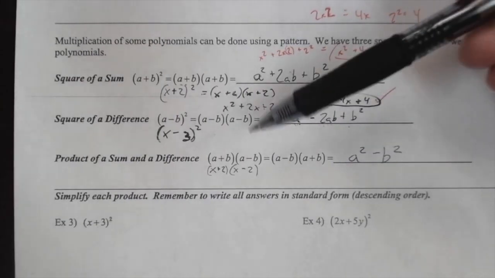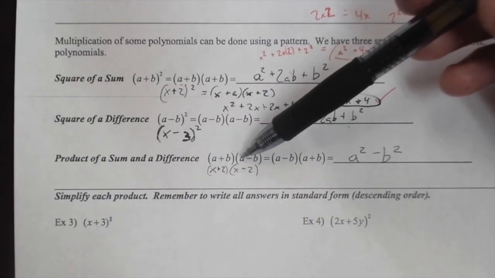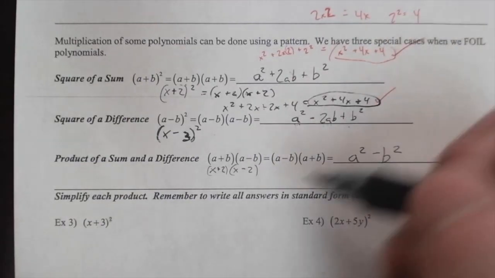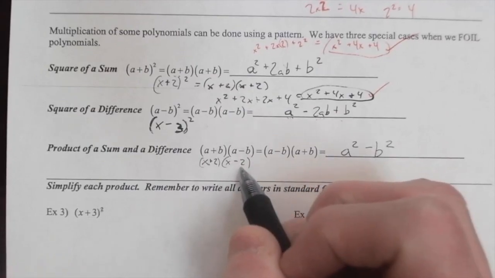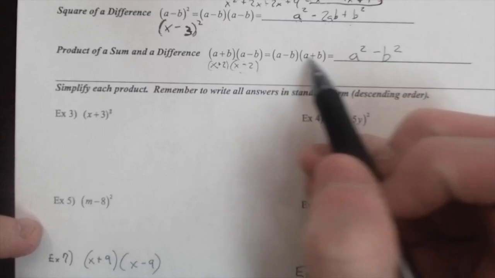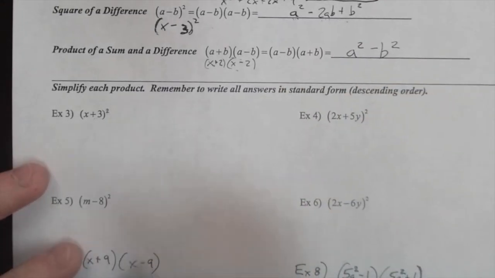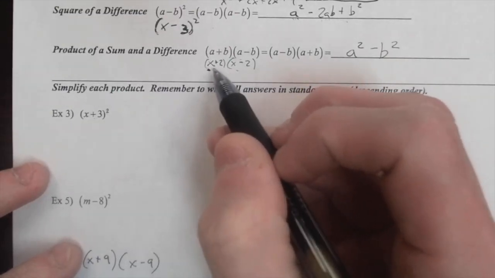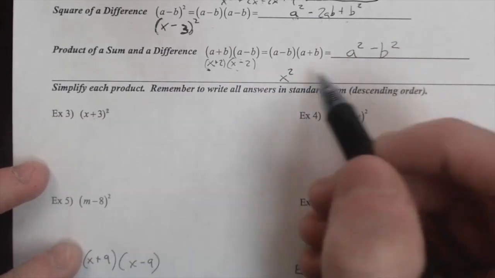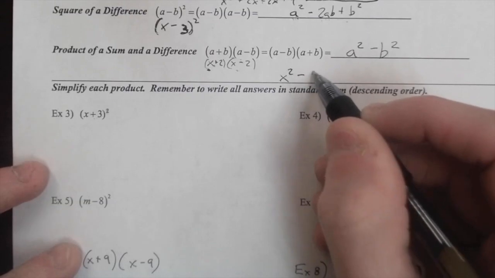This one's probably the best one, product of a sum and a difference, because if you go through this process, you again have to combine like terms. But if you just recognize, hey, I got x plus 2 and x minus 2 beside each other, then this formula is going to work. A squared minus b squared. You don't have to do nearly as much work. You just look at it and say, there's a, it's 1x, so a squared would be x squared, and then minus b is 2, so 2 squared is 4.